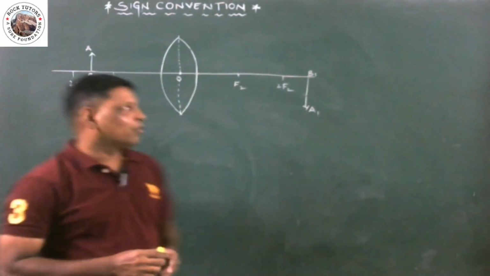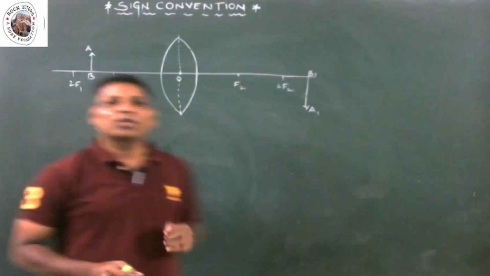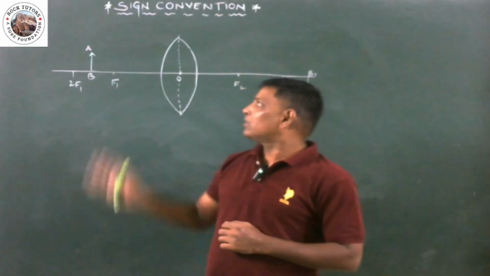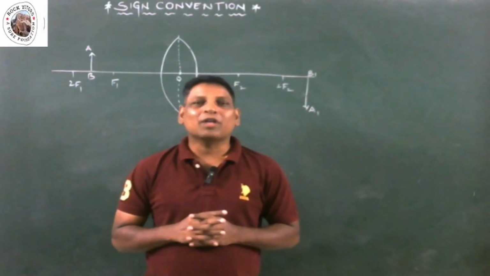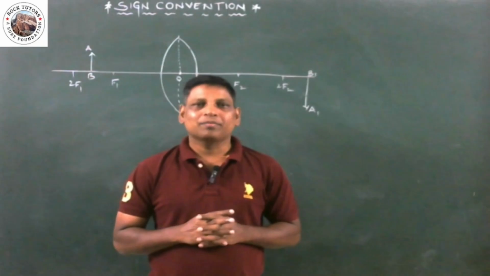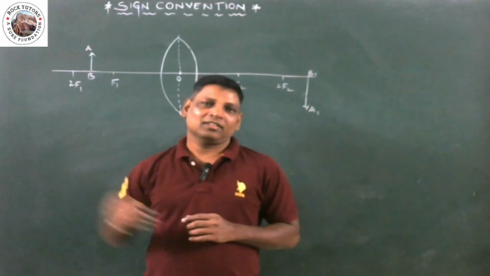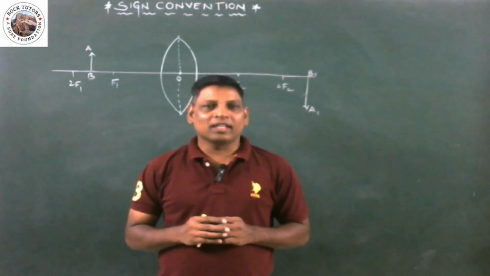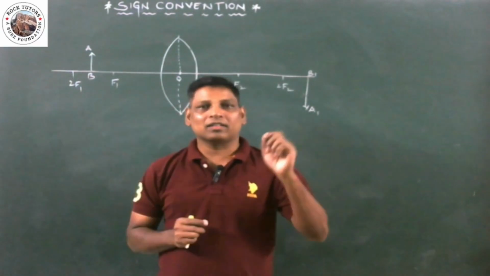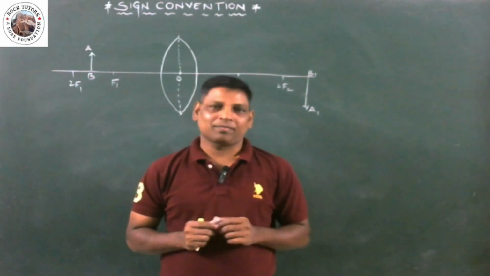Now we will discuss sign convention for convex lens. We keep the object every time on the left side, so that it is easy to apply the signs of the Cartesian plane.